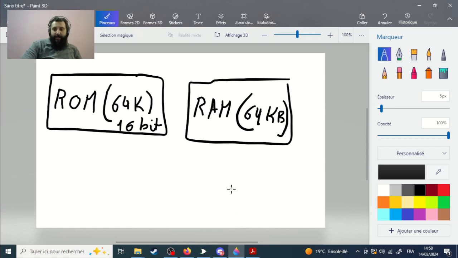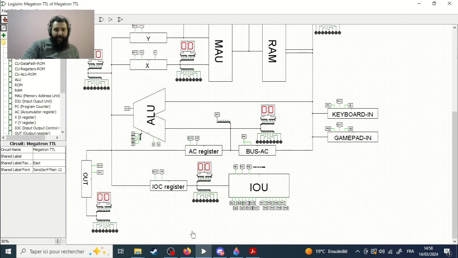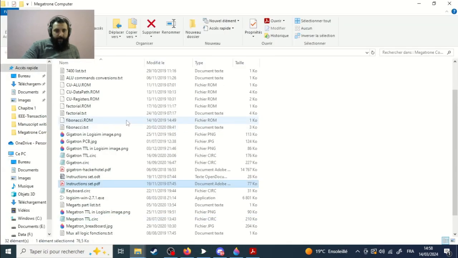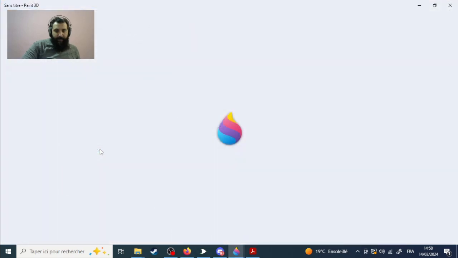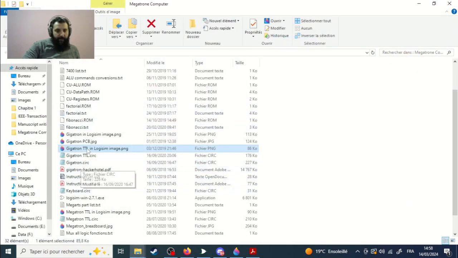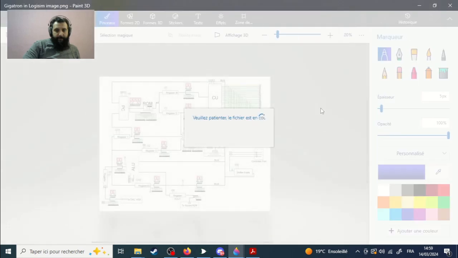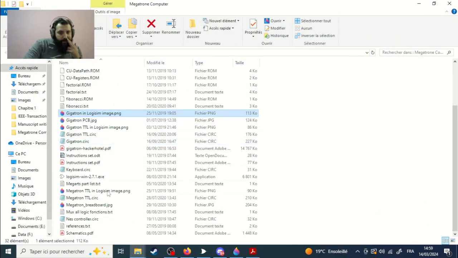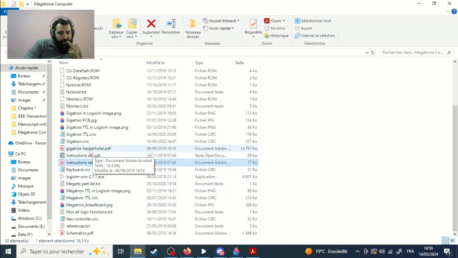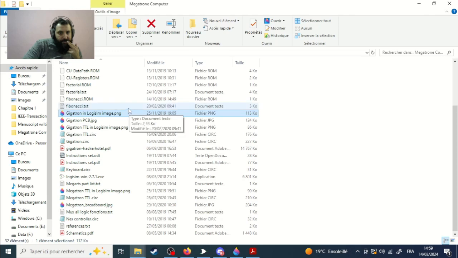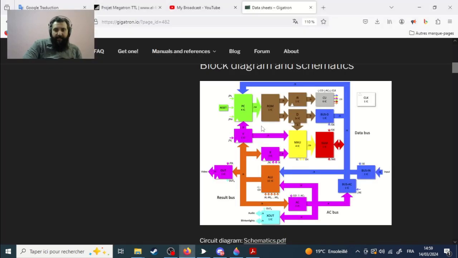And now we have to dive in to understand the microarchitecture. To understand the microarchitecture, we use a much simpler schematic. This is the physical layout of the Megatron. I don't remember where they put this picture. Okay, this is it. This is the picture.